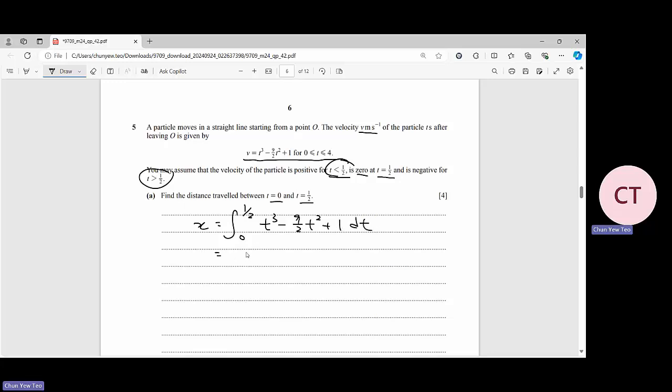Okay, so integrate this, you get t to the power 4 over 4 minus 3 over 2 t cubed plus t. Then you just need to substitute a half and 0 inside. You get this one as 1 over 64 minus 3 over 16 plus a half minus 0. Press the calculator, you get 21 over 64. I will just leave the answer in exact value form like this. So this will be the answer for part A.